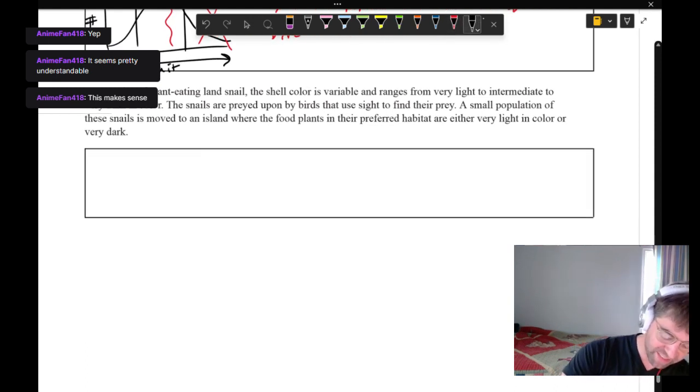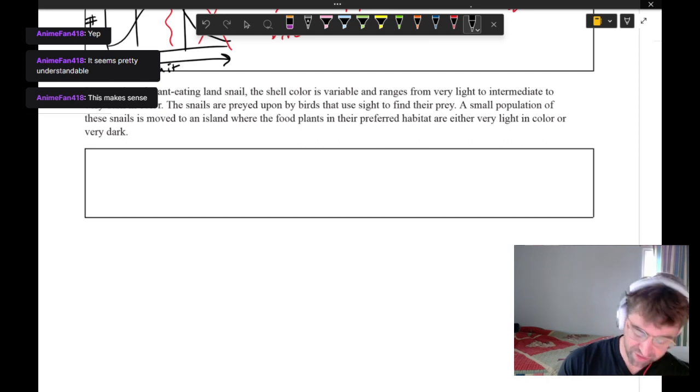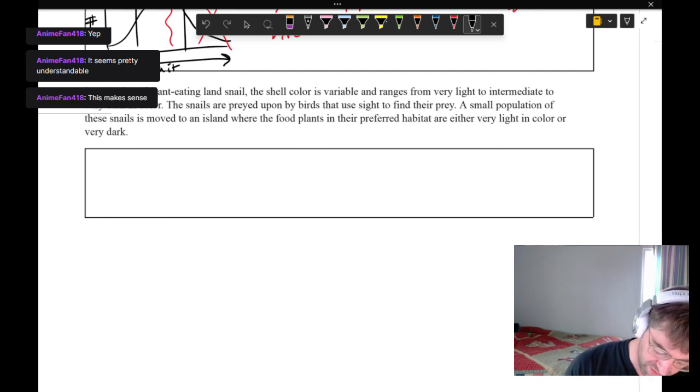In a species of plant-eating land snail, the shell color is variable and ranges from very light to intermediate to very dark in color. The snails are preyed upon by birds that use sight to find their prey. A small population of these snails is moved to an island where the food plants in their preferred habitat are either very light in color or very dark. So we have very light and very dark in our substrate. And we have shell colors on these snails that are very light, intermediate, and very dark.